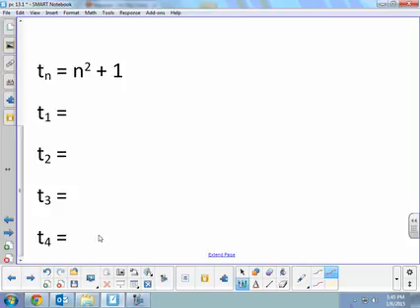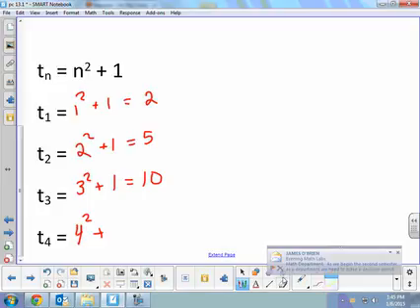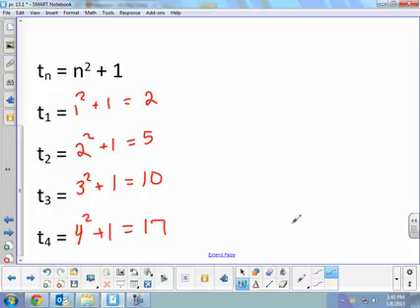So on this example, they give us an equation and they're asking us to find the first 4 terms. So I would just take 1 squared plus 1, get 2. 2 squared plus 1 to get 5. 3 squared plus 1 to get 10. And 4 squared plus 1 to get 17. If you look at the sequence here, 2, 5, 10, 17, this one is not arithmetic and it's not geometric. There's a pattern, but it's a neither.